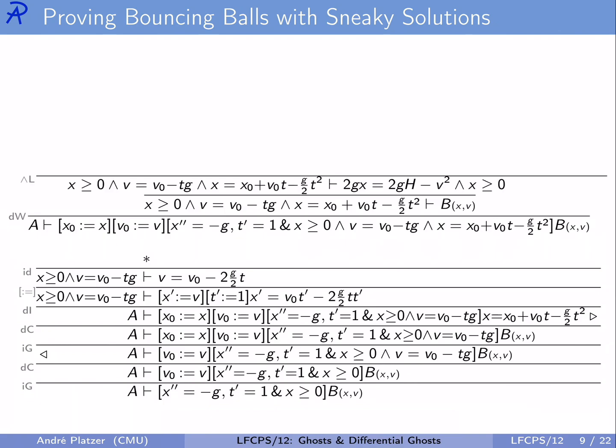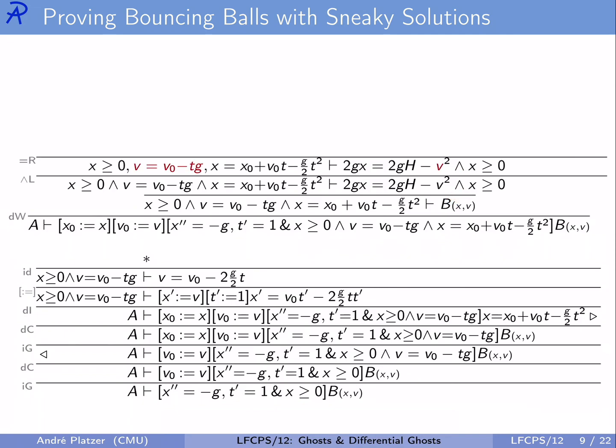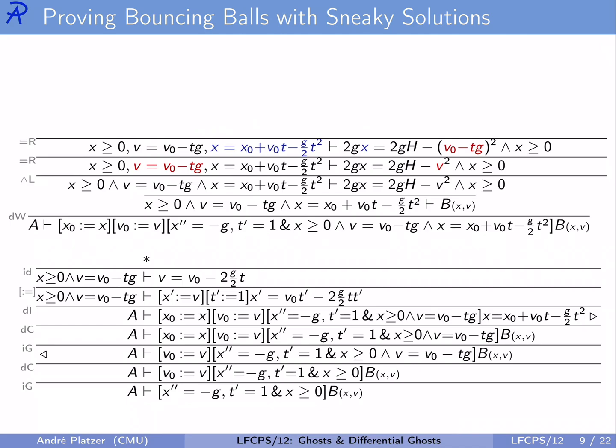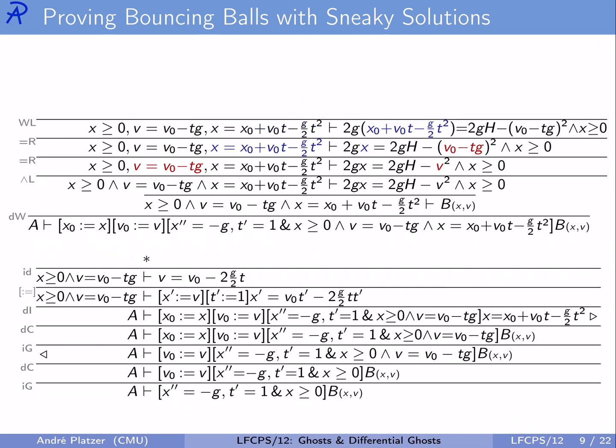Let's spell that out in more detail. Here's the question when we expand what B is. And then we split the proof at a conjunction after we first rewrite the velocity by substituting an equation in, and then rewrite the position by substituting an equation in to get this.